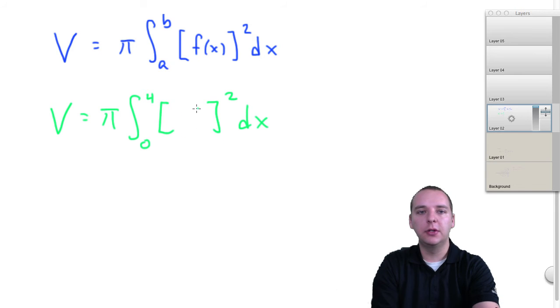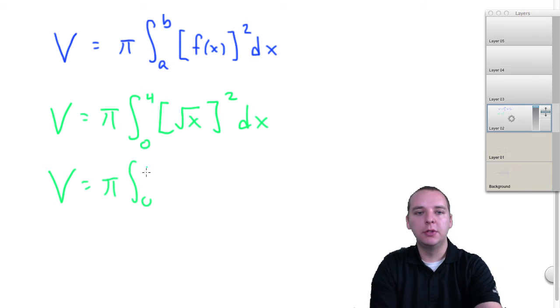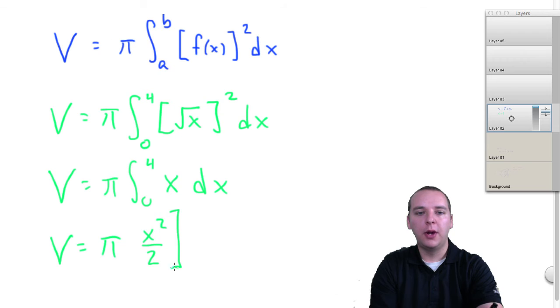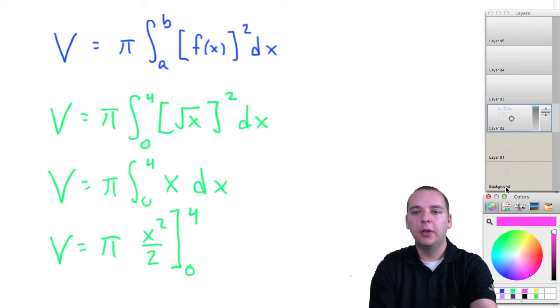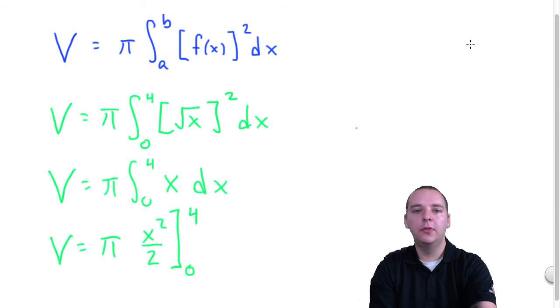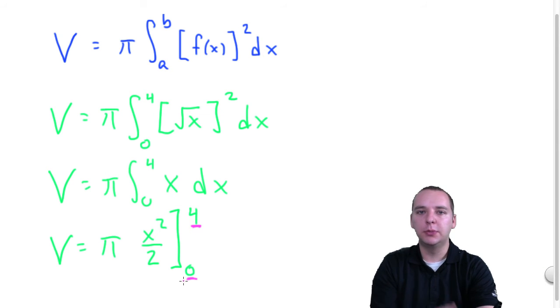Now, what was our function? Our function was the square root of x. So square that term there. We have pi times the integral from 0 to 4. The square root of x squared will just be x on the interval 0 to 4. So we can integrate that as a very easy integrable function. We would have x squared over 2, bracket with a 0 and a 4. And so for our final answer, we would need to plug in 4 and plug in 0 and subtract these quantities.